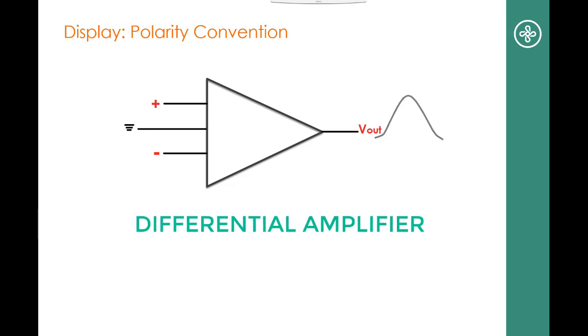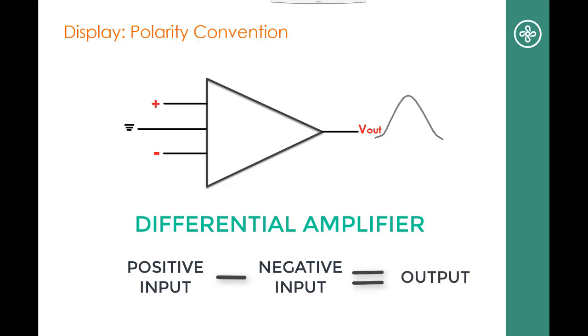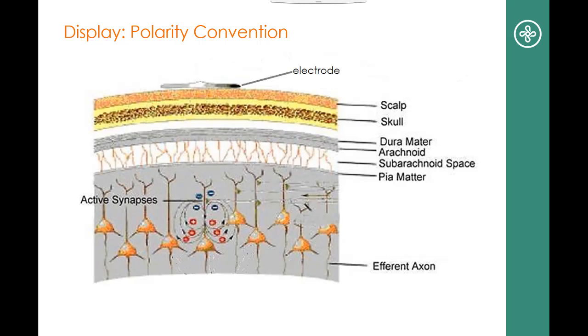As we know, a differential amplifier will find the difference between the positive and negative inputs and will amplify the difference. Whether that difference is a positive or negative value determines whether the resulting waveform will point upward or downward. Let's look at an image and visualize the process.